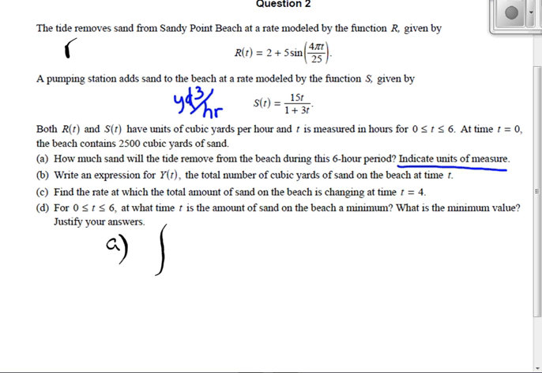This is the removal. For me, I've got to do this. And this is the pumping station. So this is the adding. So think of S as sum. So it's R of T.